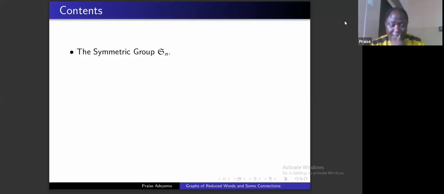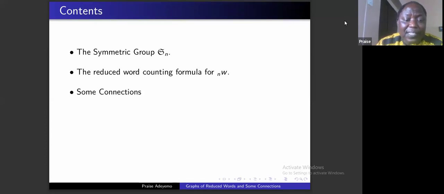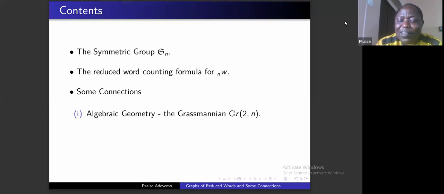The following is the outline. First I'll talk about the symmetric group, after which I will talk about the reduced word counting formula for certain permutations, which I'm going to introduce. After that, I will talk about some connections. The first connection is to algebraic geometry, particularly the connection to the Grassmannian G(2,n). This is the space of k-planes in n-space.